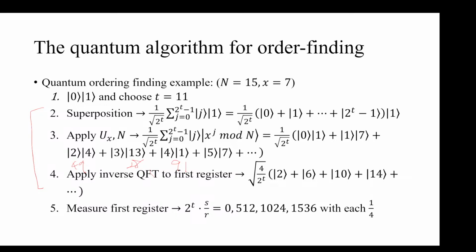Okay, and so here you see r equal to 4, so there are only 4 possible values in the second register, so it's 1, 7, 4, 13, and you should continue with 1, 7, 4, 13, etc. Okay, and then the first register goes from 0 to 2 to the 11 minus 1, so that's about 2000 numbers here. And then you apply inverse QFT to the first register, and you will get these numbers.